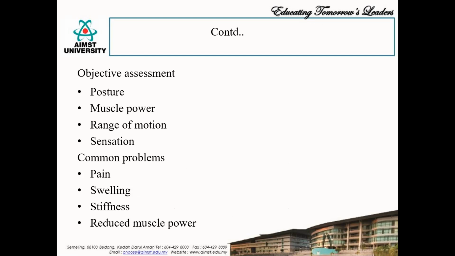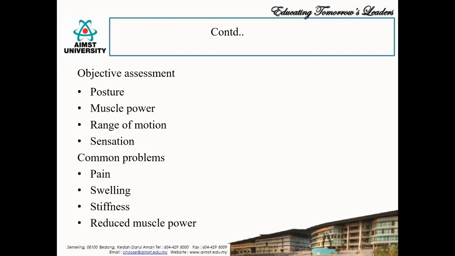Okay, so next is our objective assessment. First, we need to observe the posture. Definitely they will have some postural abnormality. You need to check their muscle power. Range of motion you can generally do, but you cannot do it for all the muscles, and muscle power also generally you cannot do for all things. Muscle power you can do for the abdomen, pelvic and spinal extensors, and you can also do it for the pelvic floor.